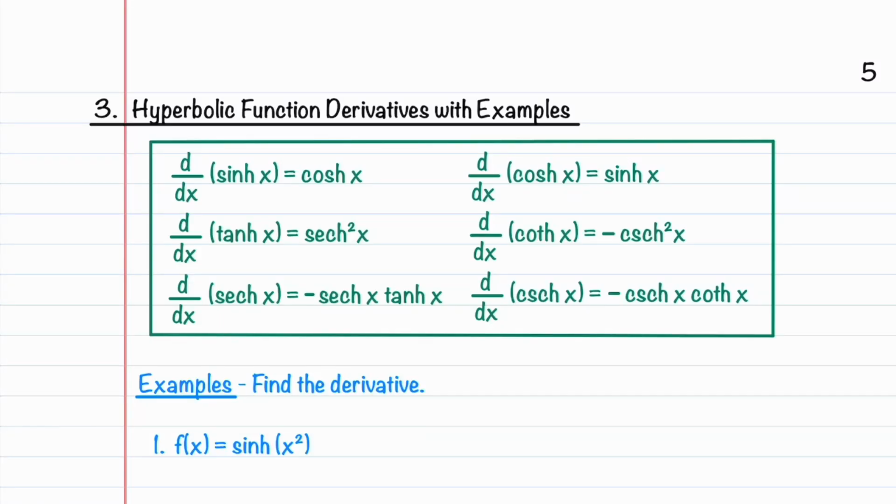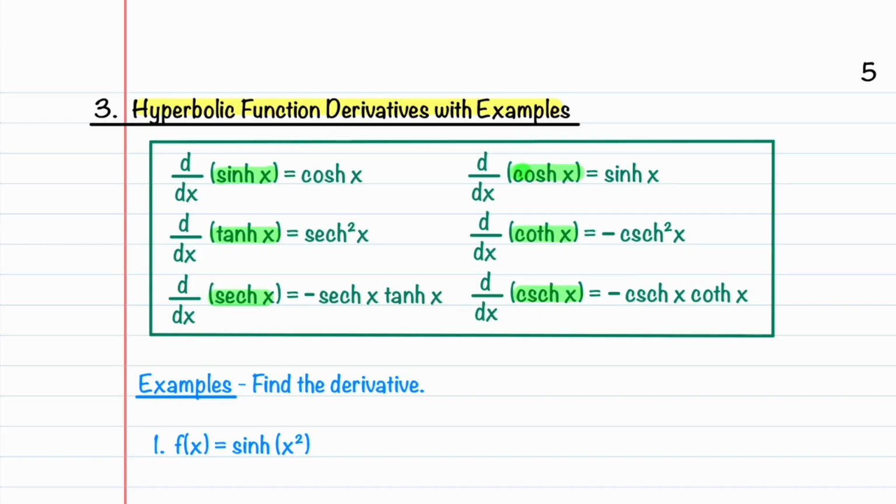Let's now see how to take derivatives of hyperbolic functions, and then we'll walk through some examples. The really great thing about derivatives of hyperbolic functions is that they are almost identical to the derivatives of trigonometric functions. Down here, I have listed the derivative of sinh, tanh, and sech, and then cosh, coth, and csch.